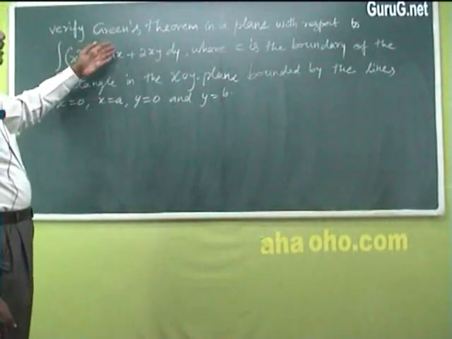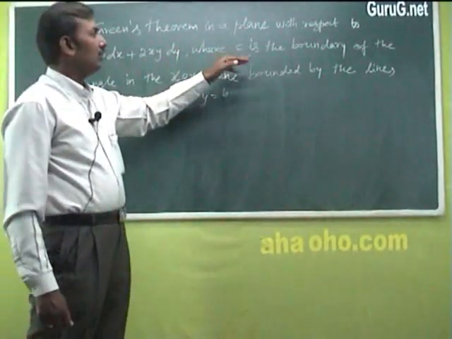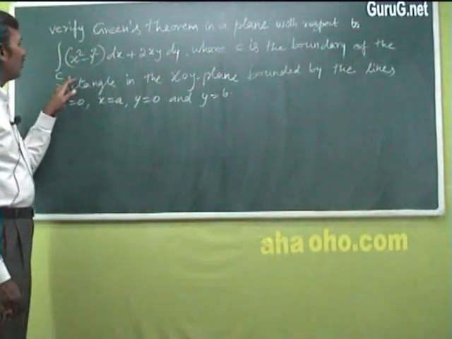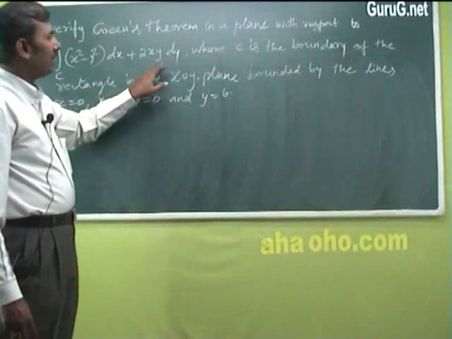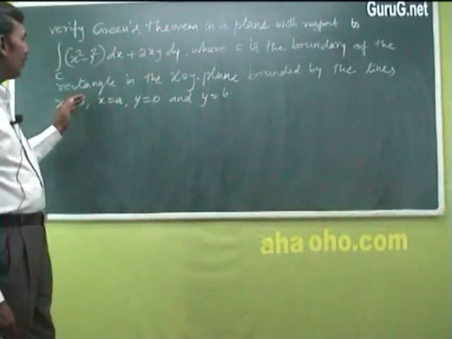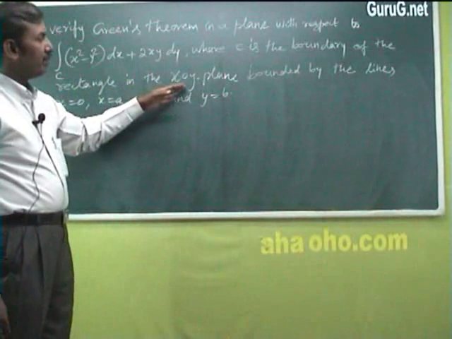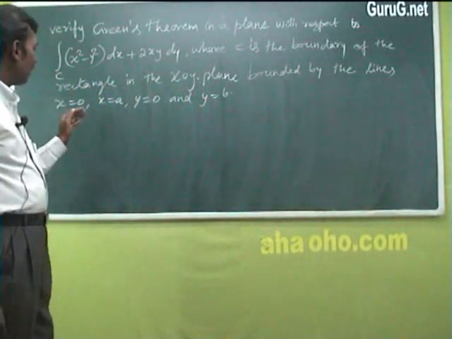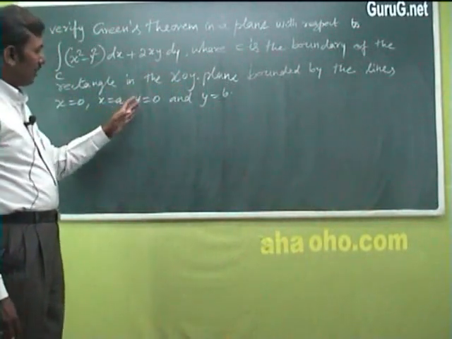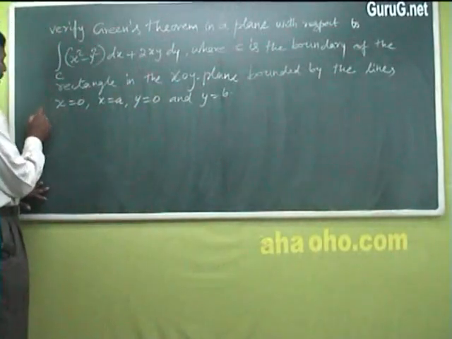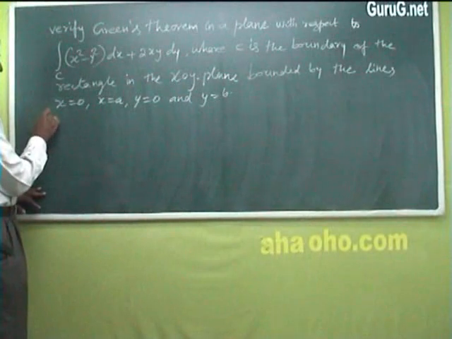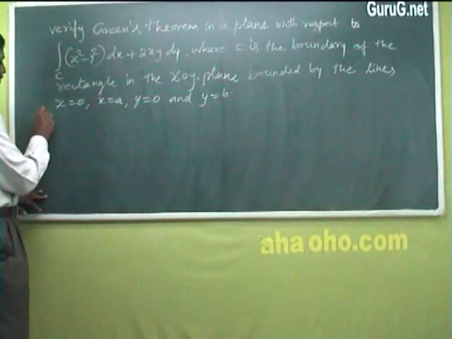Verify Green's theorem in a plane with respect to the integral over C of x square minus y square dx plus 2xy dy, where C is the boundary of the rectangle in the xy plane bounded by the lines x equal to 0, x equal to a, y equal to 0 and y equal to b. You have to verify the statement. What will be the statement of Green's theorem?